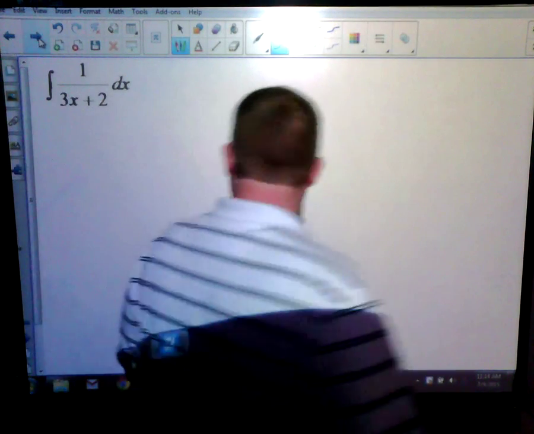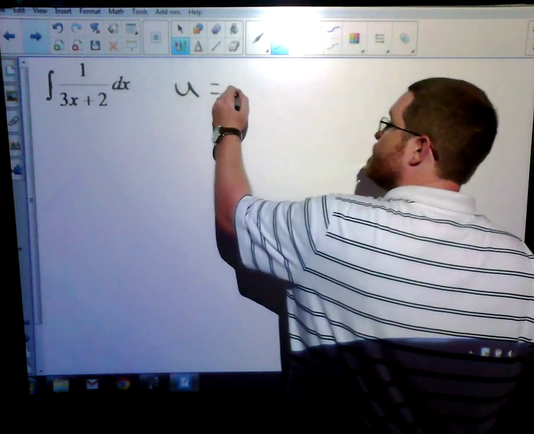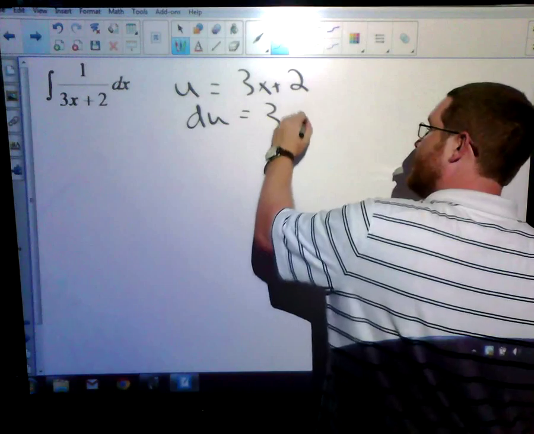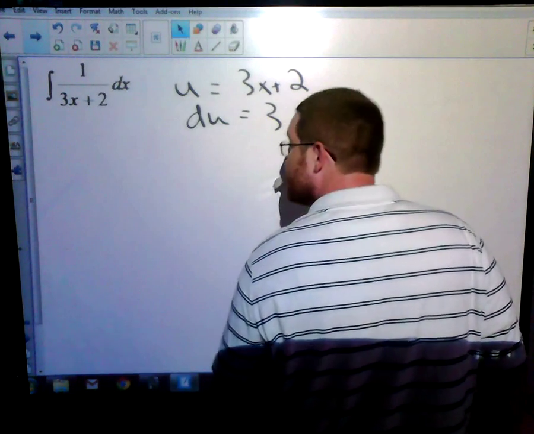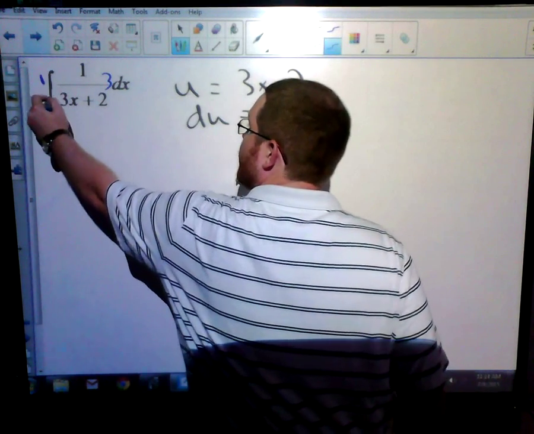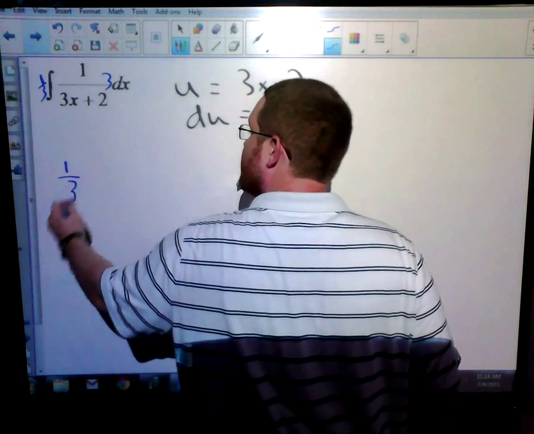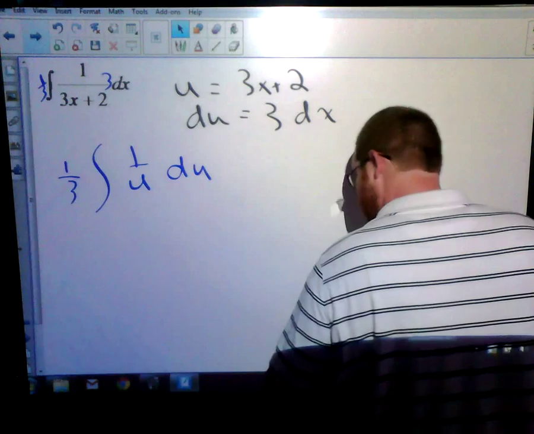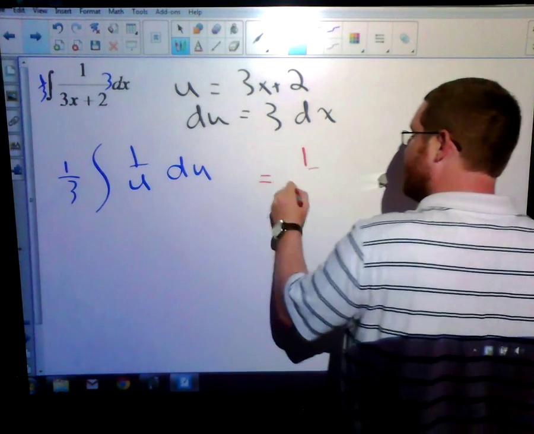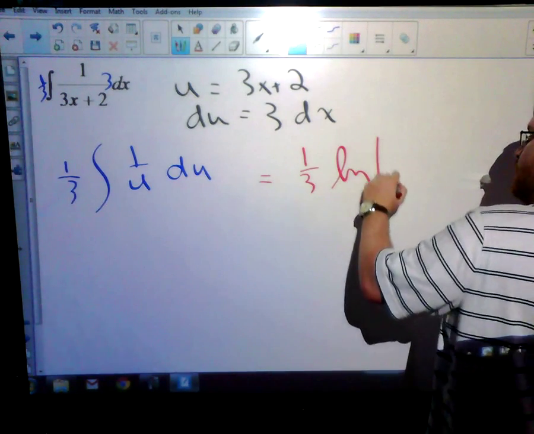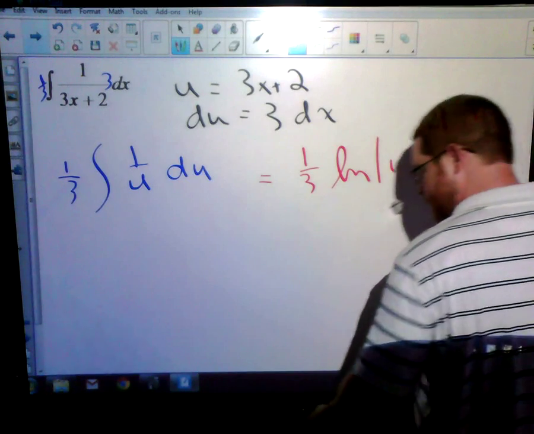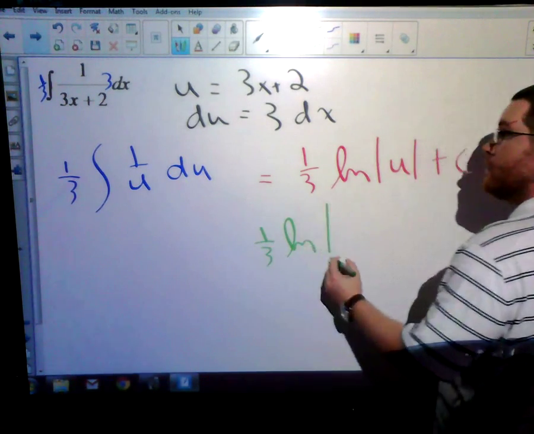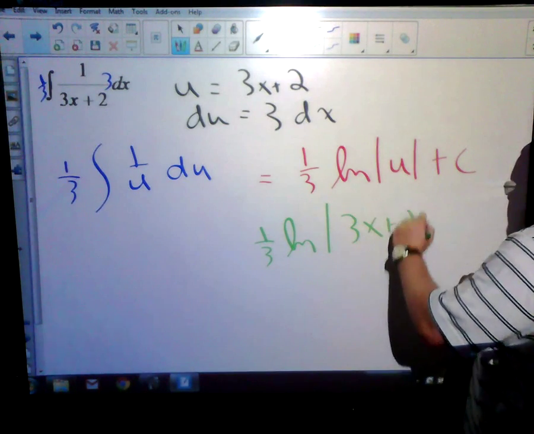Very similar problem. Call u 3x plus 2. That means du is 3 dx. I need a 3, so I need a 1/3. So that's 1/3 integral of 1 over u du. That's 1/3 the natural log of the absolute value of u plus c, which is 1/3 the natural log of the absolute value of 3x plus 2, plus c.